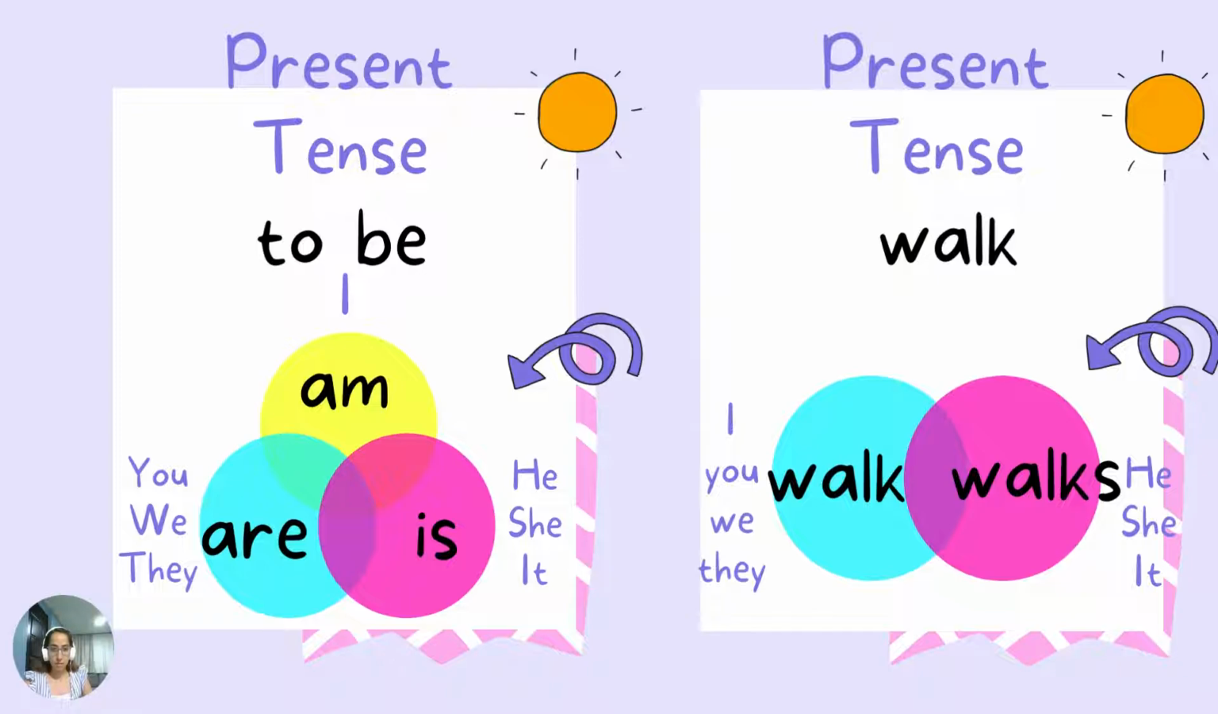Okay, let's look at these examples. The verb to be has three distinct forms in the present tense, such as am, are, and is, compared to the verb walk, which has only two present forms. So if we compare the verb to be with the verb walk, we can see that the verb to be has more distinct forms with respect to person, number, and tense.